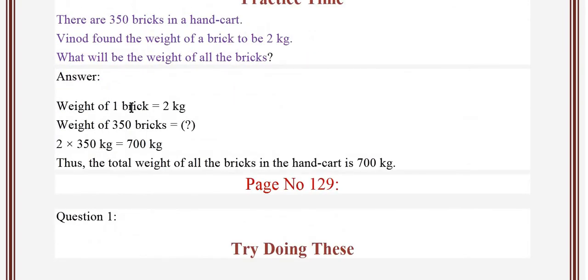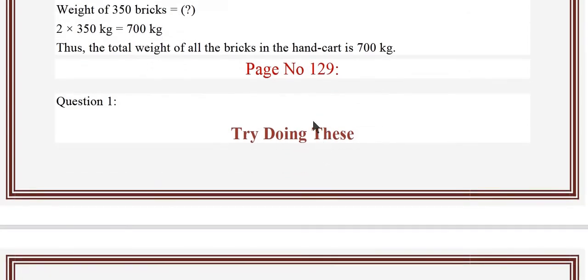Now weight of one brick is equal to 2 kg. Weight of 350 bricks is equal to how much? 2 into 350 is equal to 700 kg. 350 into 2 is equal to 700 kg. Thus the total weight of all the bricks in the handcart is 700 kg.